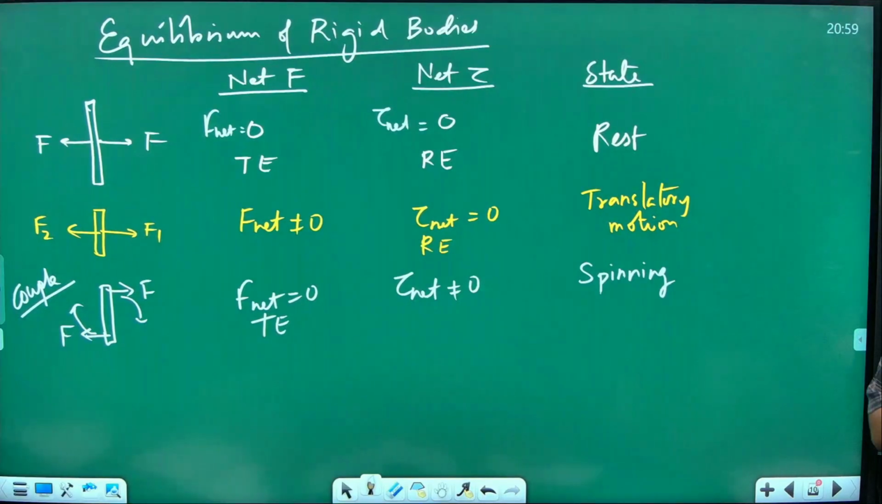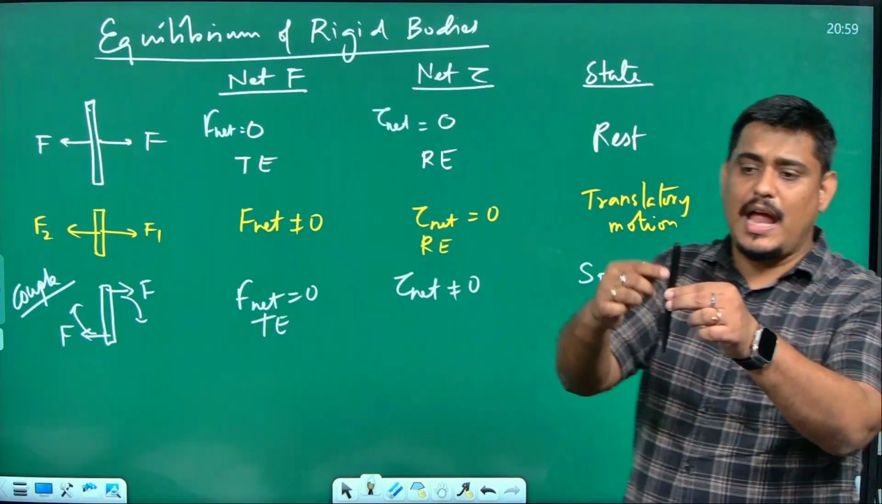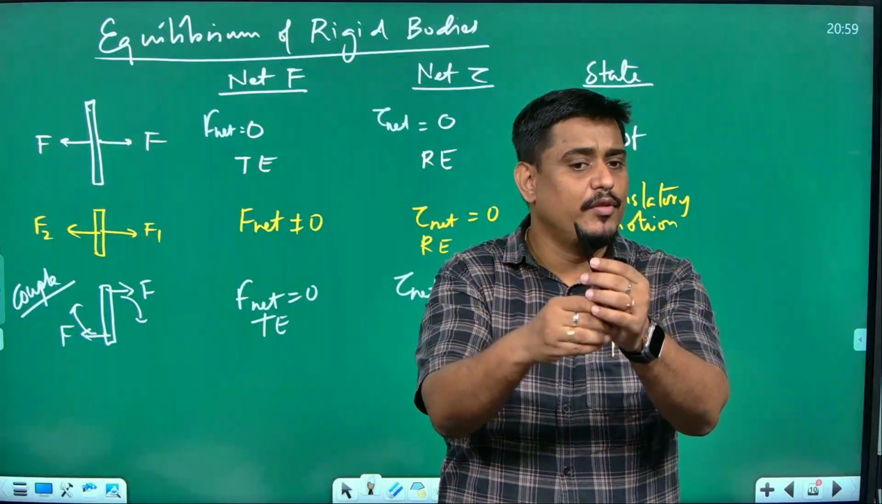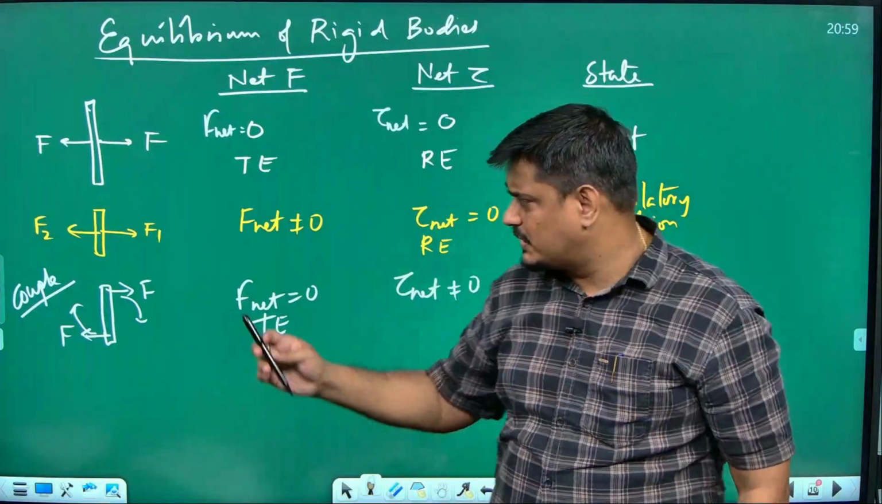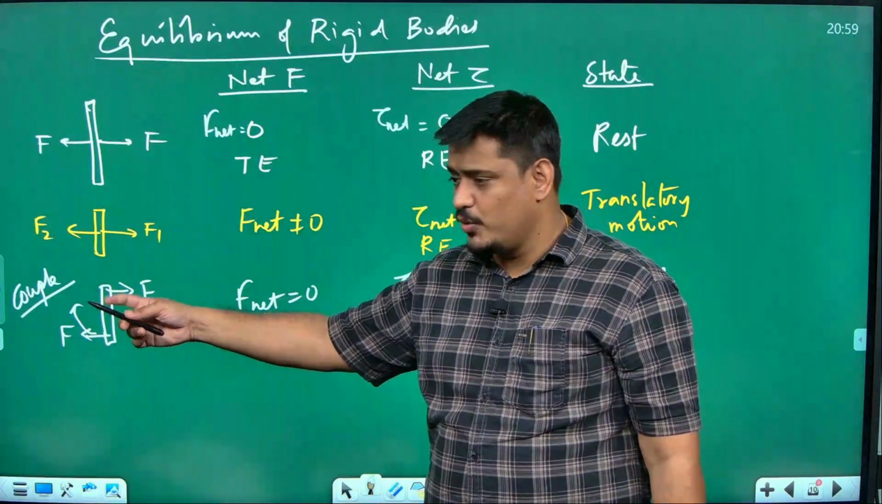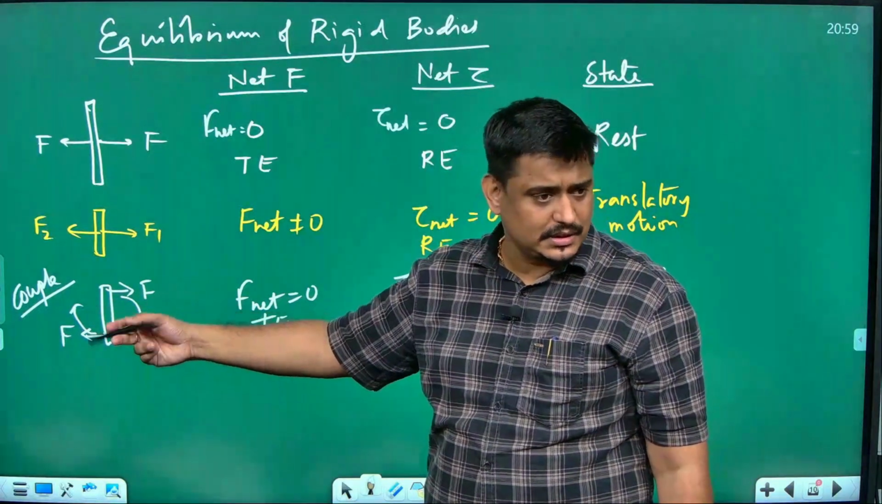I hope you're getting my point. If there is an object acted upon by force like this and this, it starts to spin. Will it move right or left? No, because there is no force which is making it move, it just spins like this. I hope you are getting my point, isn't it?